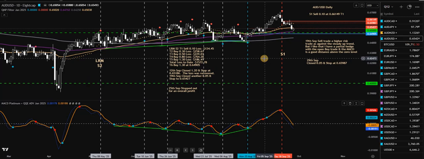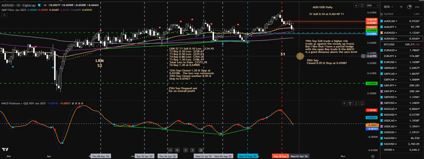And I'll tidy up this chart once the video is finished. So we're stopped out of the buy. So the only thing we have is this sell, which we took on the 19th of September. Now the MACD platinum's through the zero level. On Monday, I'm going to close half.